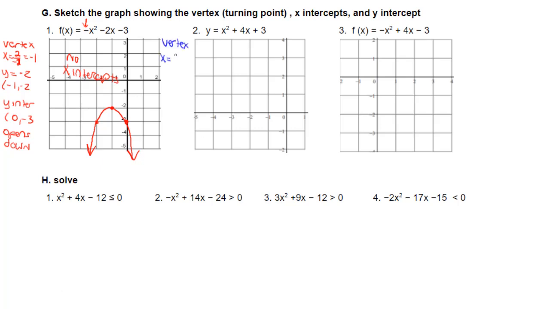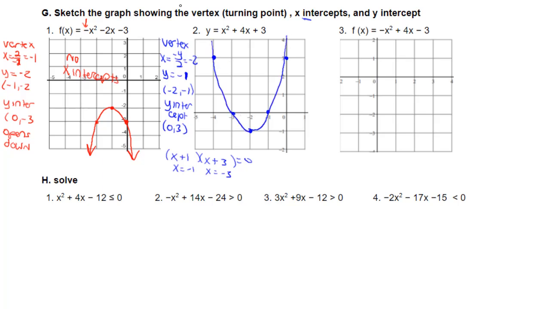Now, for number 2, our vertex is going to be negative b over 2a, negative 2. We plug that back in, and we find a negative 1. So there's our vertex. It opens up. The y-intercept is 3. So we get that right there. If we go to find the zeros, well, this is pretty easy to factor because it's going to be x plus 3, x plus 1. Negative 1 and negative 3 are the x-intercepts. And then all we got to do is connect it.